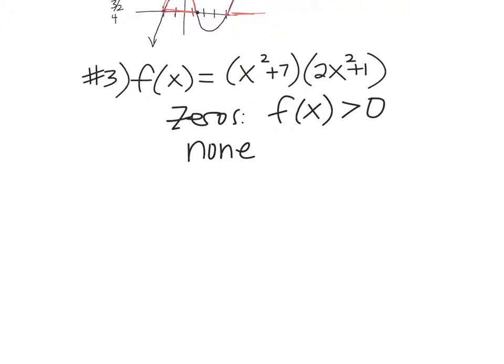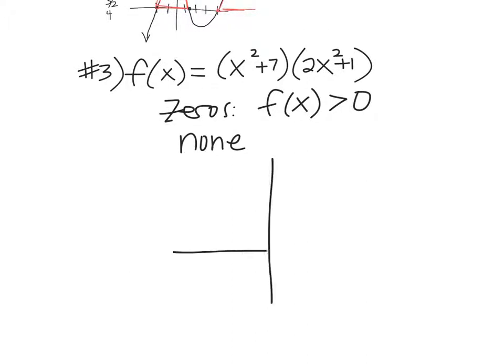You know what that means? That this graph does not touch the x-axis. It's positive, okay, positive leading coefficient. It's going to be up here. I don't even know what it does. It looks like a ghost like that.